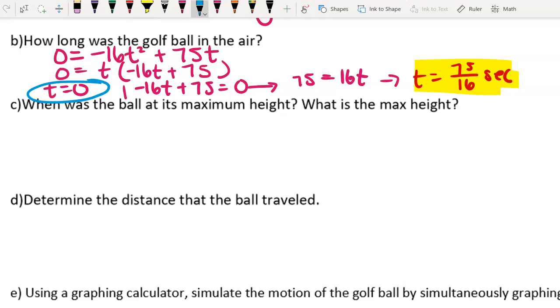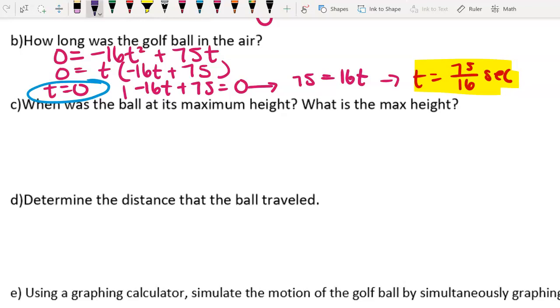Part C. Brooke, have us read part C. Where was the ball at its maximum height? What is the max height? Beautiful. Good reading. How do we find this? Now we find the vertex, right, guys? Anything with maximum or minimum is always a vertex. Well, of which equation? The y again.